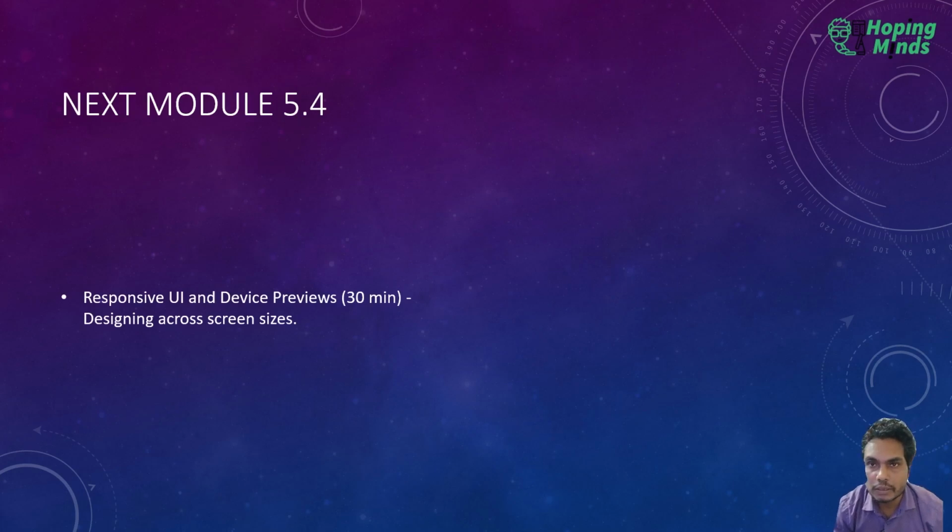In module 5.4, we are going to learn responsive UI and device preview. Let's imagine if this application was also made for iPad, how would it look? And how do you automatically change from mobile to iPad or tablets without changing a lot in terms of elements? Thank you. See you in the next chapter.